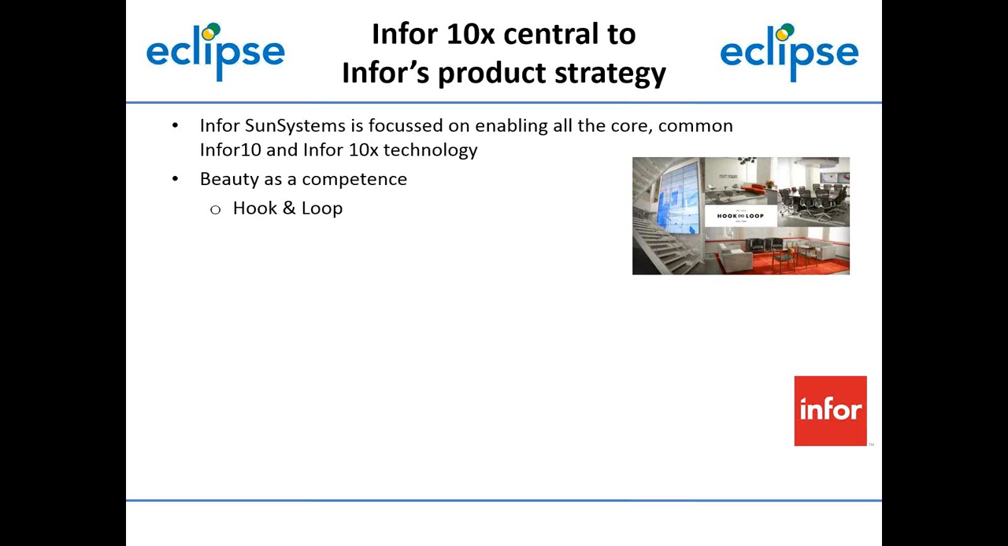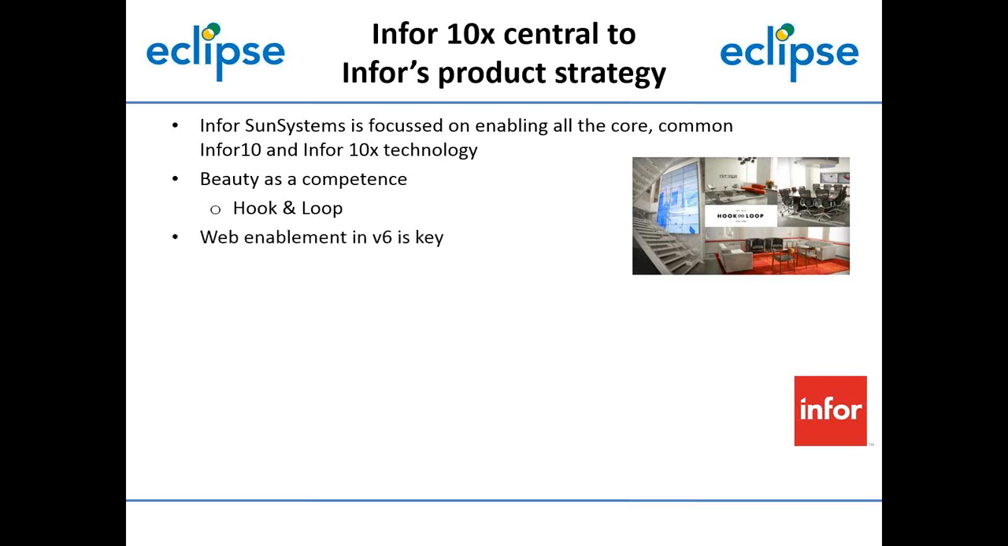Realizing that perhaps in the past, a lot of the applications maybe had a slightly outdated user interface. Things like web enablement give us the ability to make really attractive user interfaces. So there's actually been a complete new division set up within Infor to ensure that all of their applications conform to this product strategy of having beauty as a competence, making business applications attractive and desirable to use. So they've set up a design agency called Hook and Loop to ensure that that gets executed across all of their products. So that's one thing that Infor10x is about.